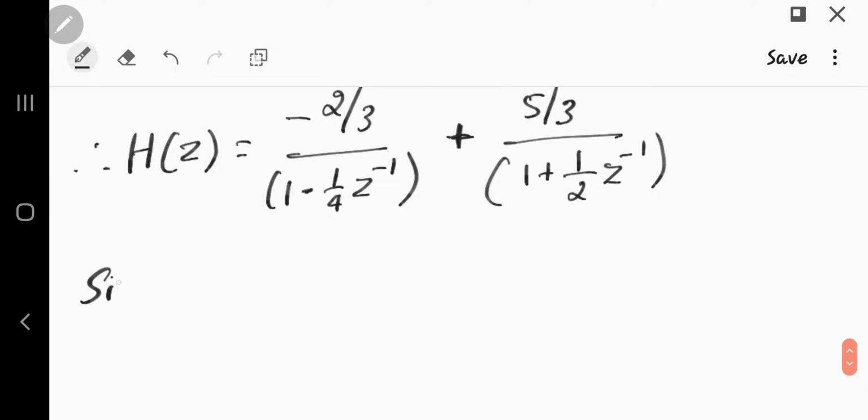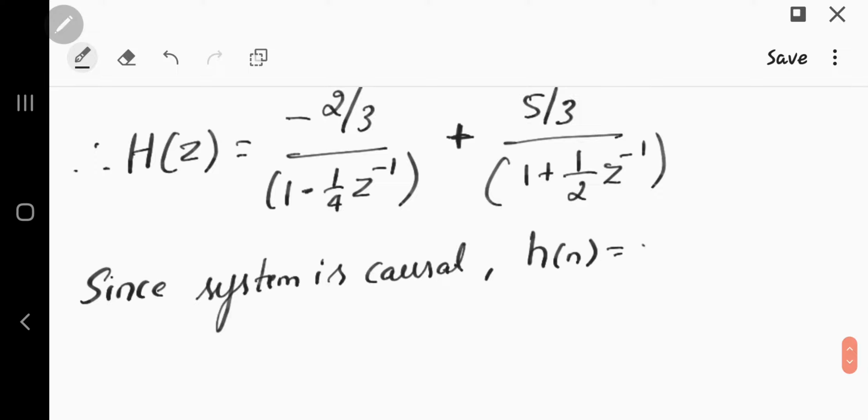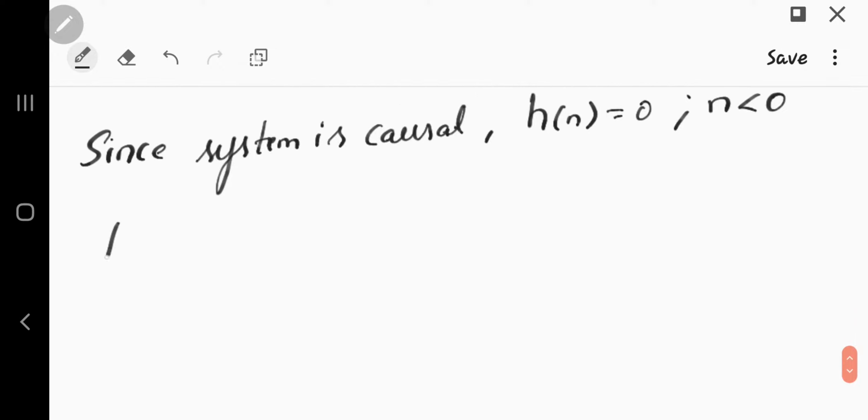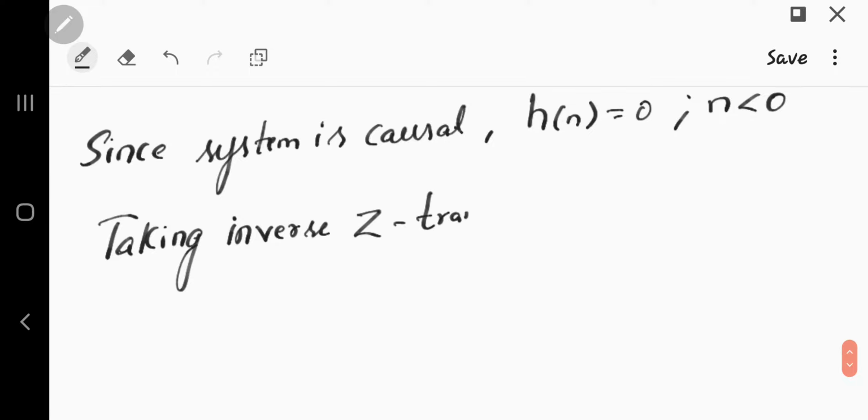so that means since the system is causal, h of n is 0 for n less than 0. This is from the property of LTI systems. So that means h of n is not present for negative values of n. It is present only for the positive values of n. So taking inverse Z transform on both sides.